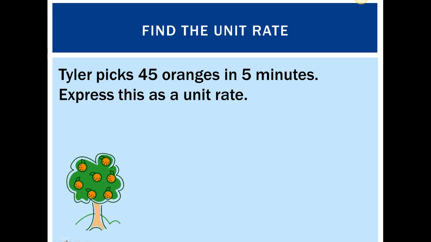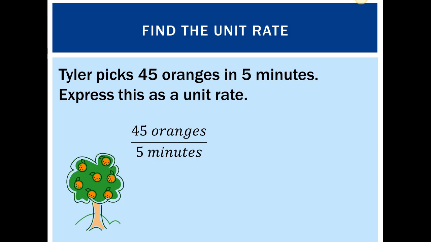And just like regular ratios, unless we're finding a unit price, the item that comes first in the expression will go on top, and the item that comes second will go on the bottom. We will have 45 oranges over 5 minutes. The next thing we need to do is simplify our ratio so that it has a denominator of 1.